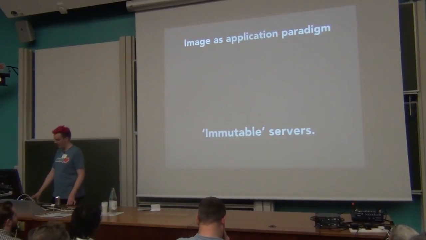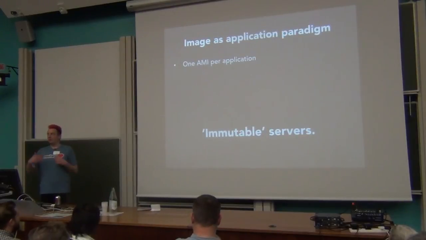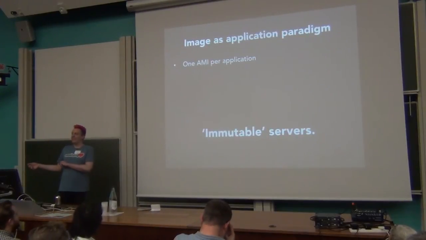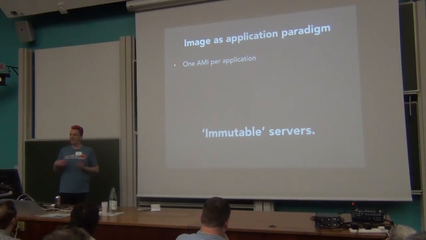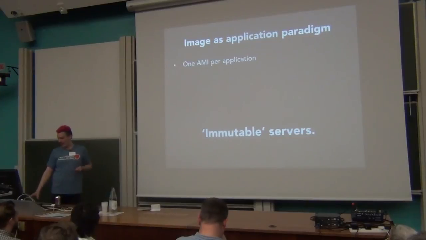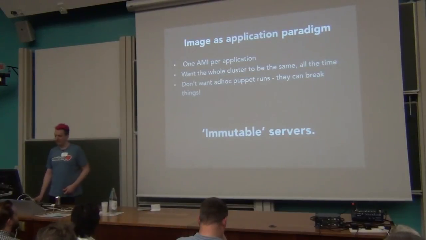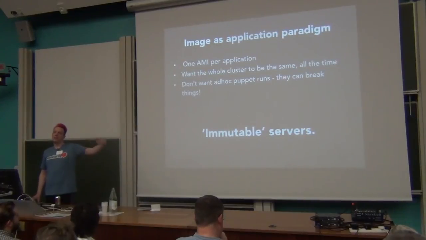So, a little rant now, I'm almost finished. The image is an application. What I've been suggesting is you build a base image, and then for every application, you inject that one application into the image, and you build a new server and a new AMI for that. And that works quite well, because you want the whole cluster to be the same. Because you're building everything in advance, you don't have to run Puppet on the machines anymore.